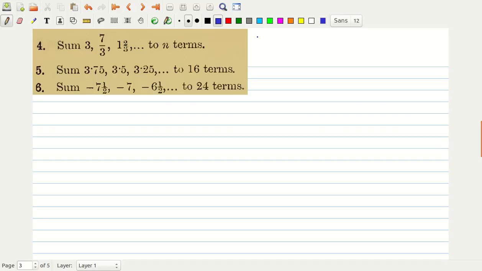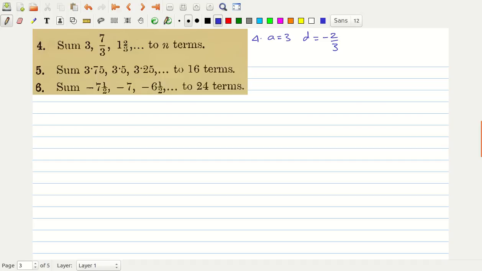Problem number 4 is a is equal to 3. What is the common difference? Common difference is, this can be written as 9 by 3, 3 can be written as 9 by 3, and 7 by 3. So, common difference is minus 2 by 3, right?